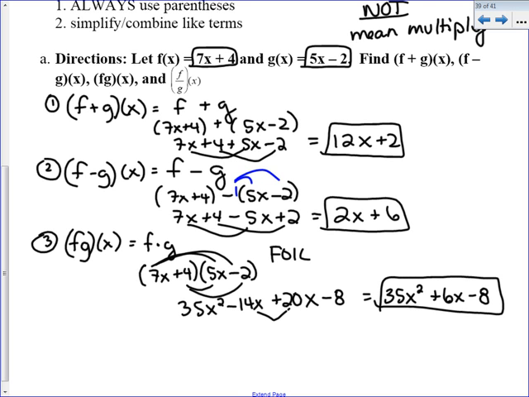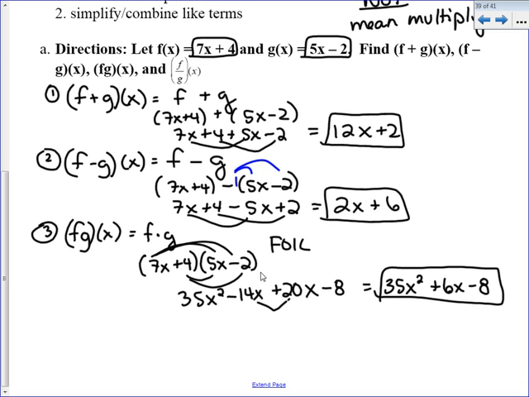Do not take time to factor that back out. If you take time to factor back out, guess what? You're going to get 7x plus 4, 5x minus 2. What we just multiplied together. So FOIL, combine your like terms. That's it for your multiply problems.